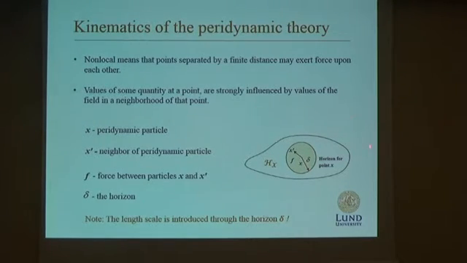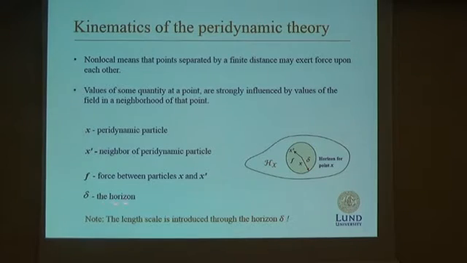If this is a peridynamic body, then a material point x here can interact with a neighborhood, which is usually introduced as a sphere. It is defined by this distance here, delta, which is the radius of the sphere. In peridynamic theory, it is called the horizon.